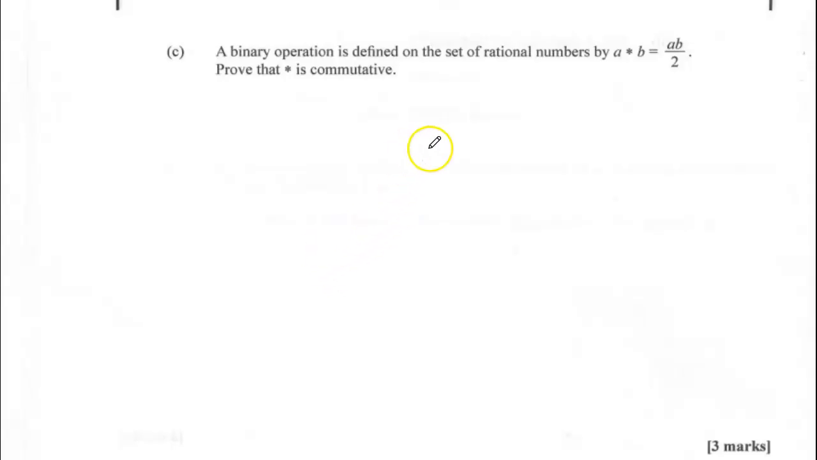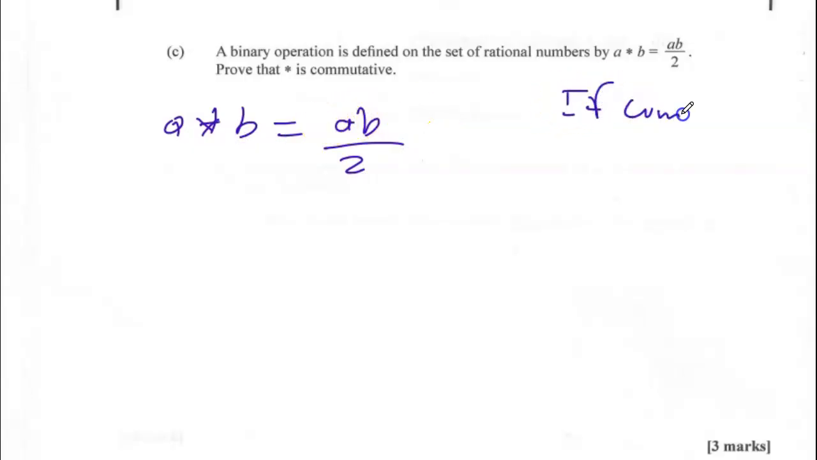Next. So we have a binary operation there, and we're told a asterisk b is equal to ab over 2. We are asked to prove that the operation is commutative, and if it's commutative, then we know the order is not important. So if it's commutative, a asterisk b is equal to b asterisk a, right? So if commutative, then the order is not important.